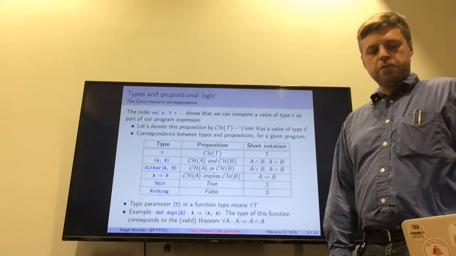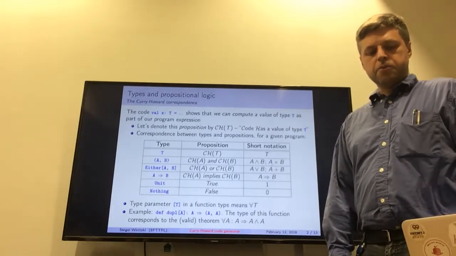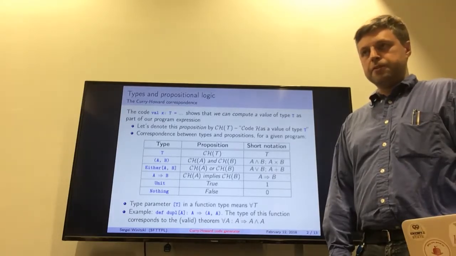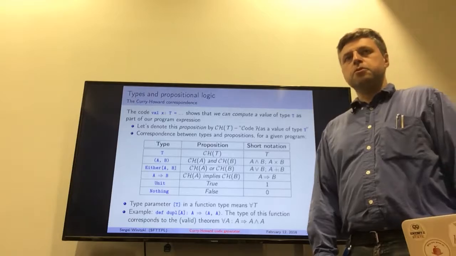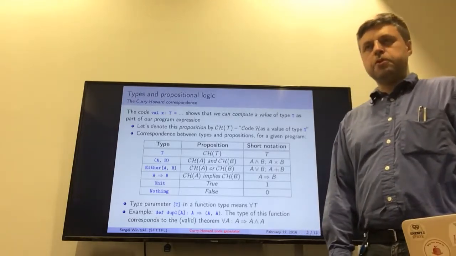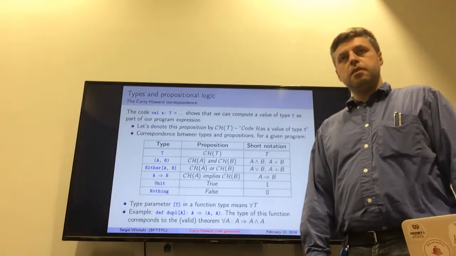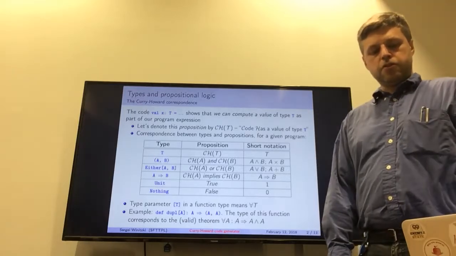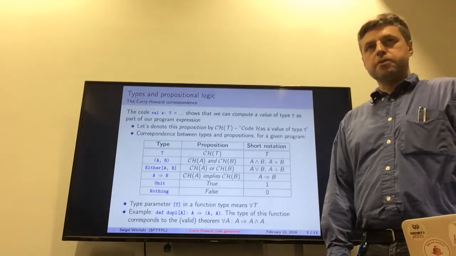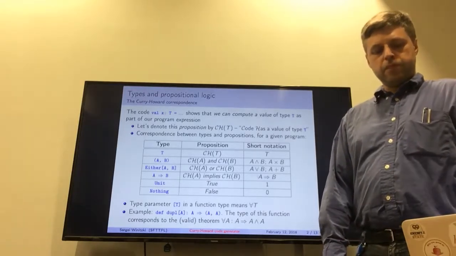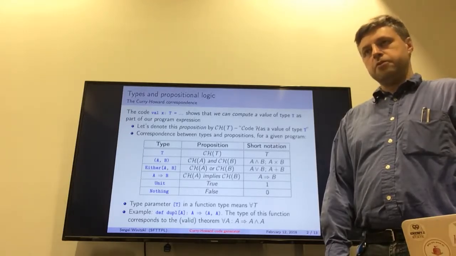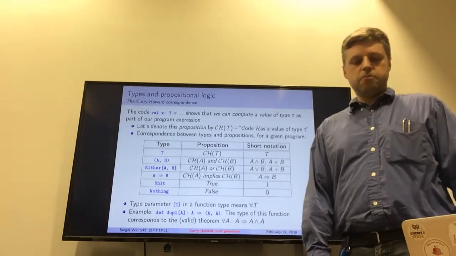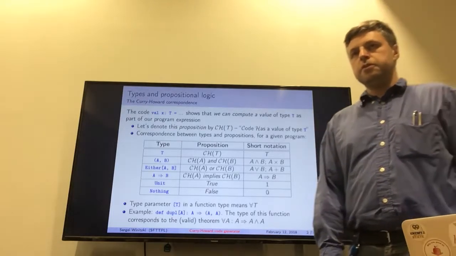Conjunction is usually denoted like this. Now, I also use this symbol, which is a product. Disjunction is denoted like this. I also use the symbol plus. And I prefer to use the plus and product when I talk about types, and the conjunction and disjunction when I talk about logical formulas. Implication is like this. True is 1, false is 0. So this would be the short notation for the types.